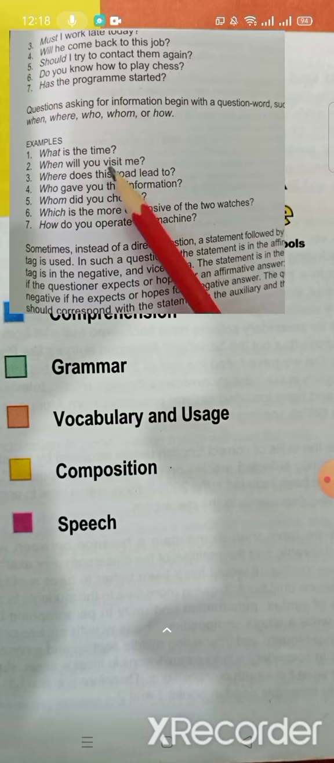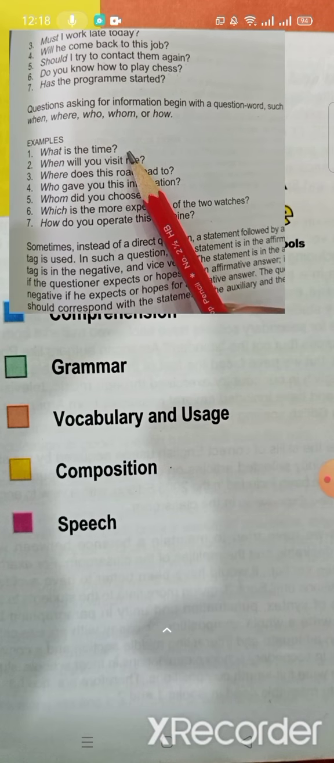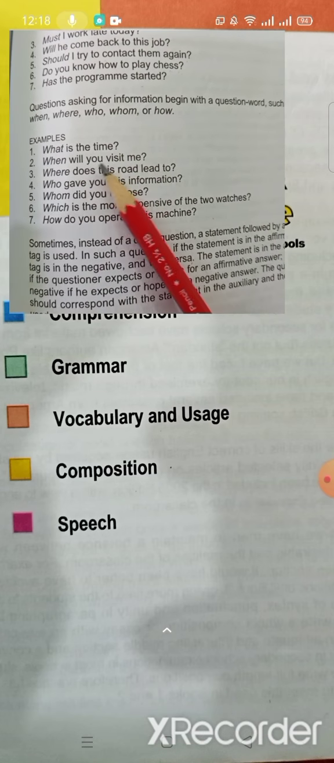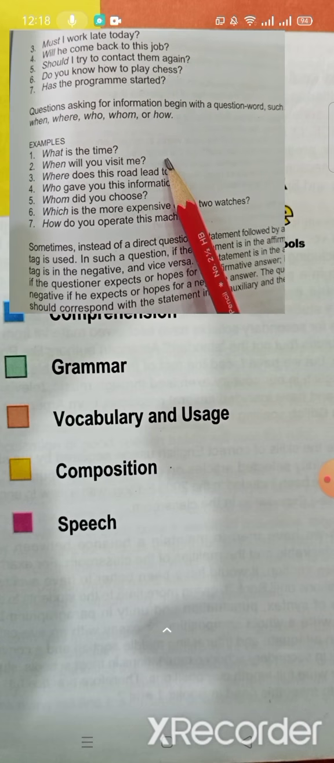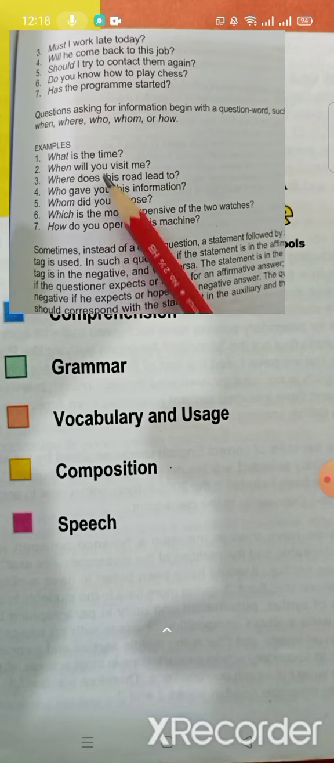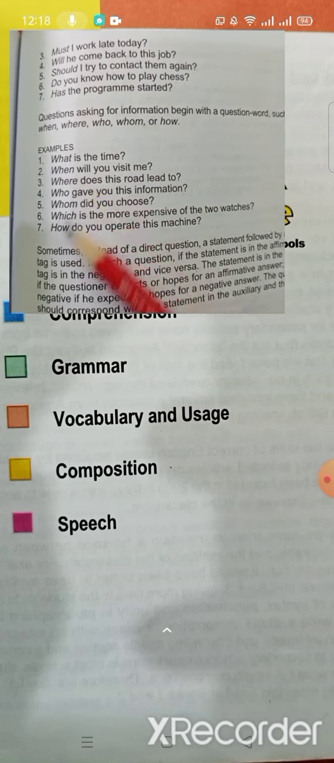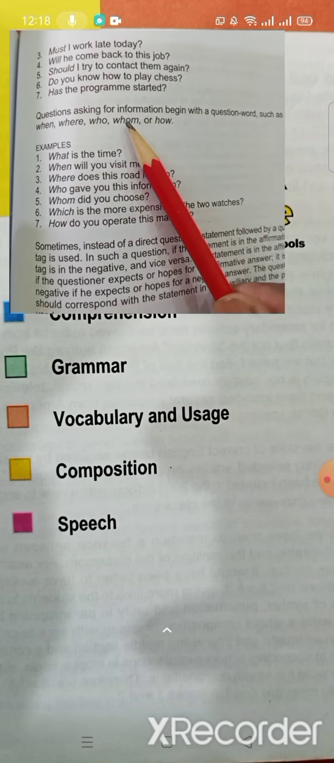What is the time? You will give correct information: it is 7 o'clock, it is 8 o'clock. Next, when will you visit me? You will give complete information: I will visit you tomorrow, I will visit you on Monday. These are the WH questions, and you are going to give complete information.